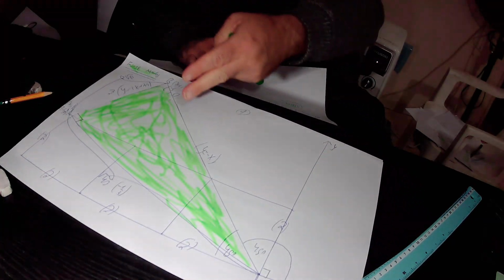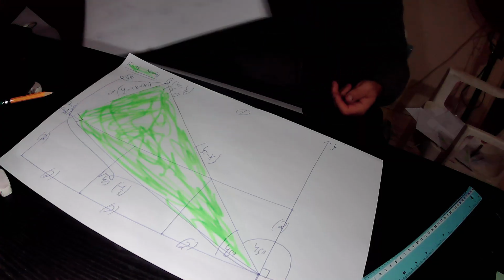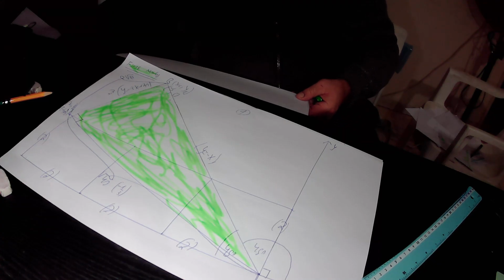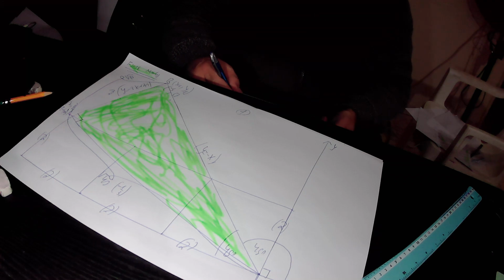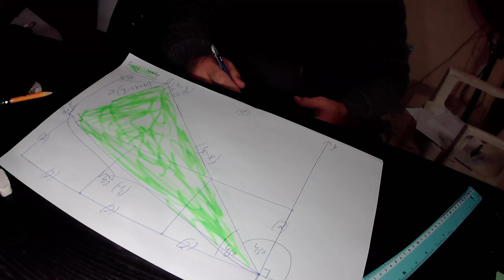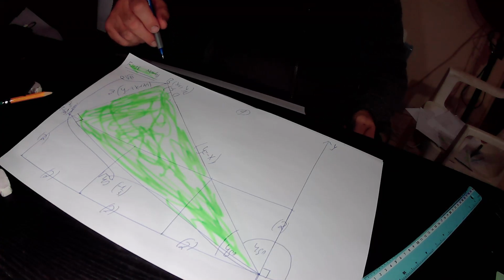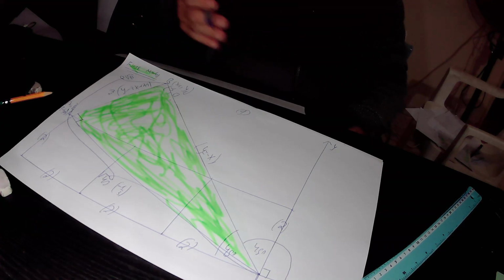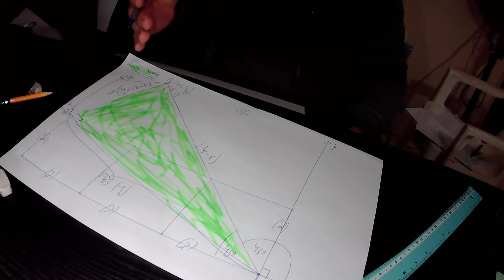Our task is to find out the area of this green shape. So what is the area of the green shape? The green shape is actually the green right triangle BAO. So our task is actually to find out the area of this green right triangle BAO.